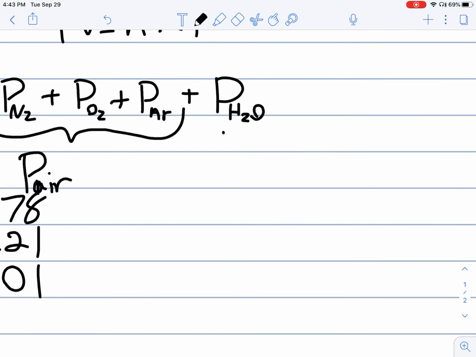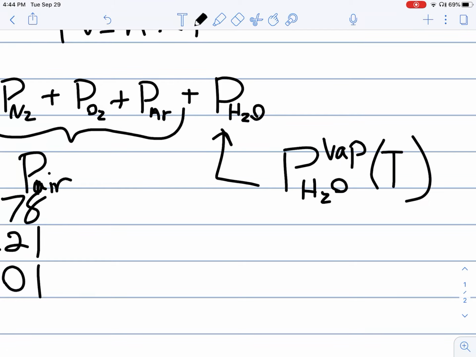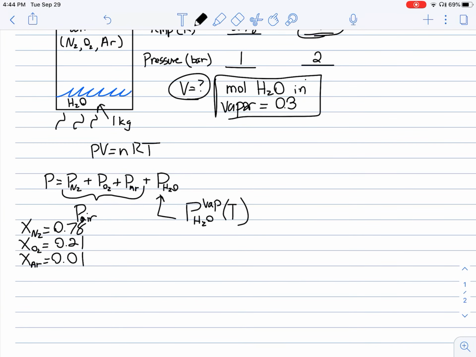Now, this pressure of water here, we're going to say equals the pressure of water in its vapor phase at a certain temperature. So instead of all the liquid, we're talking about the gas or the water vapor phase. Initially at 298 Kelvin, it's not going to be very much, but as we heat that up, more and more water is going to go into the vapor phase. So P_H2O in the vapor phase at a certain temperature. And as our temperature goes up and down, that pressure of H2O will go up and down with it.